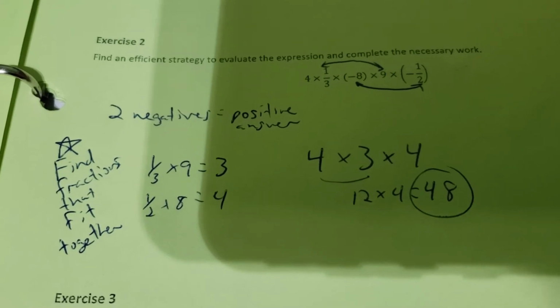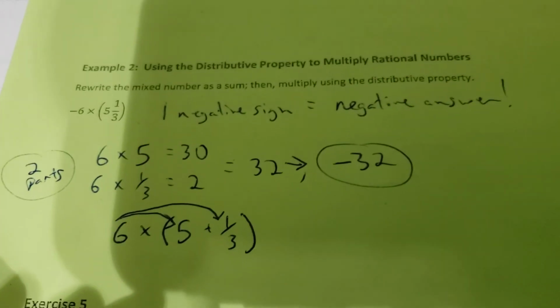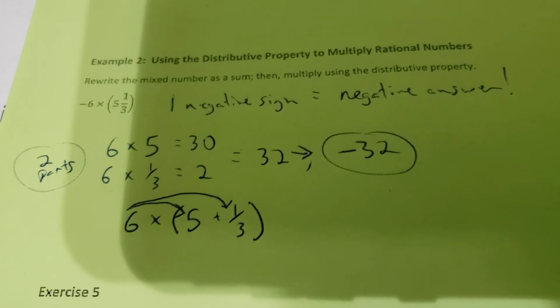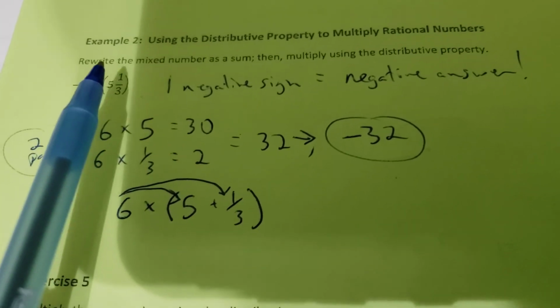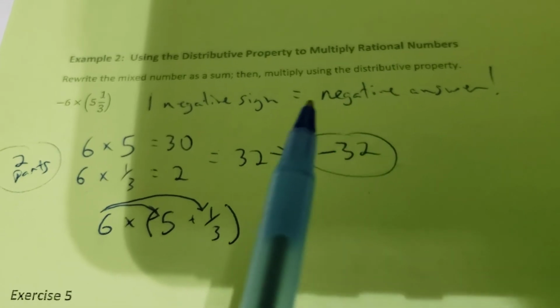That can be a big help sometimes to avoid having to work with fractions, and we can use some of it with mental math. All right, now on the next page here, example 2 is on page 84. What they want us to do is rewrite that mixed number as a sum, then multiply using the distributive property.